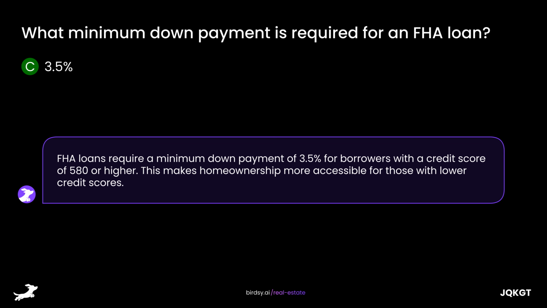FHA loans require a minimum down payment of 3.5% for borrowers with a credit score of 580 or higher. This makes homeownership more accessible for those with lower credit scores.